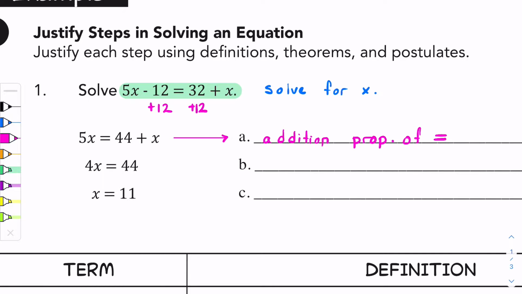The next thing I would do for solving is I would subtract x from both sides. That gives us this solution, 4x is equal to 44. So to get to this step, what we did was we subtracted x, or we used the subtraction property.